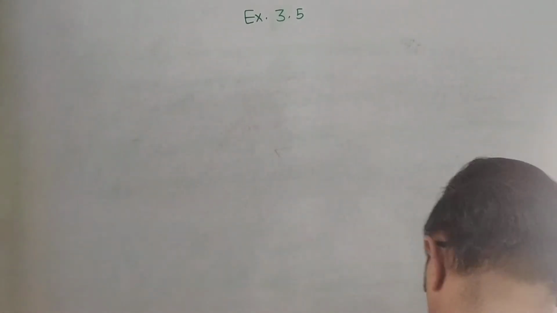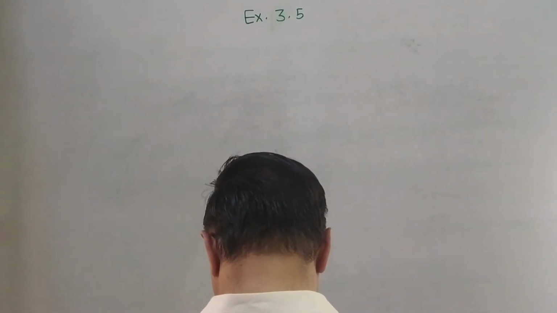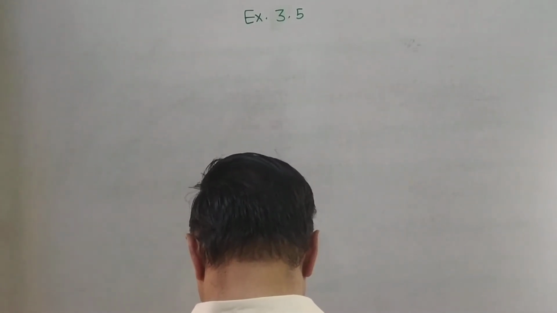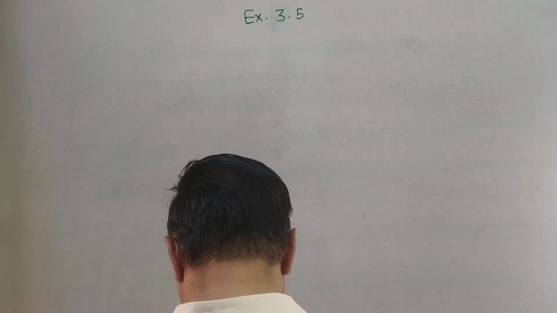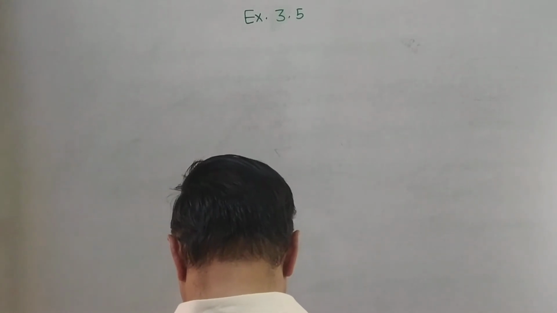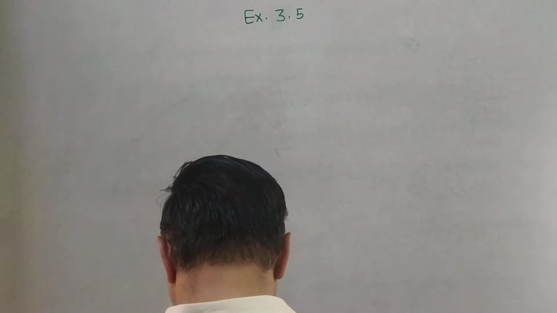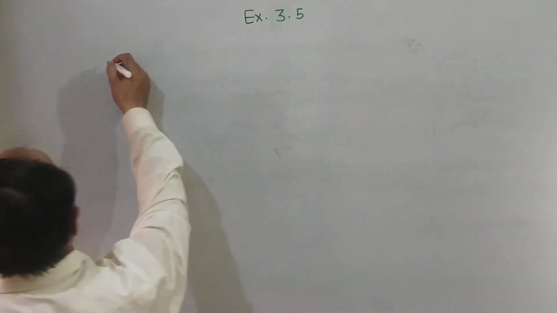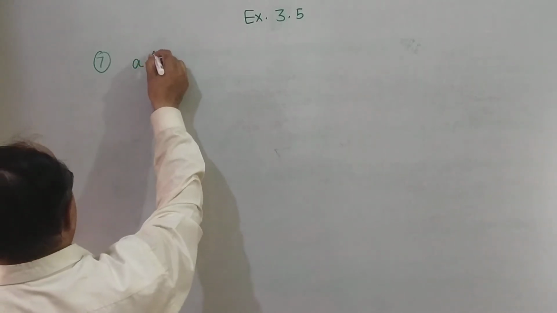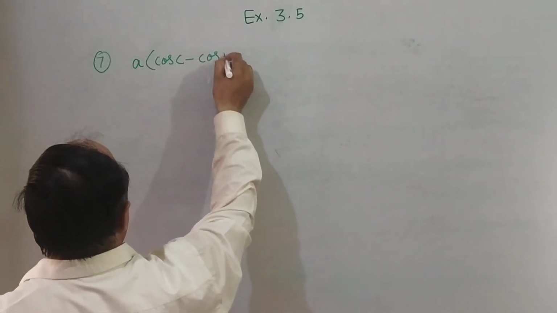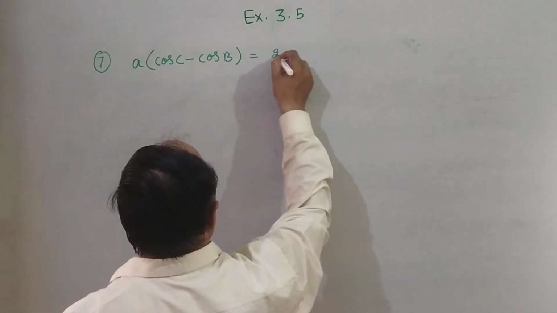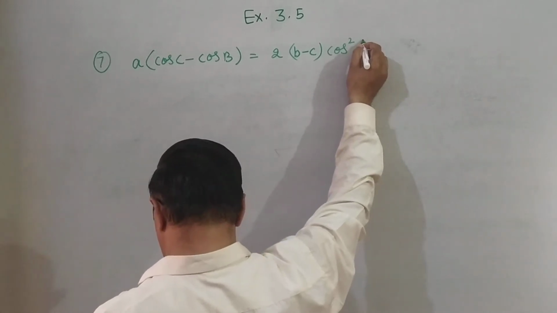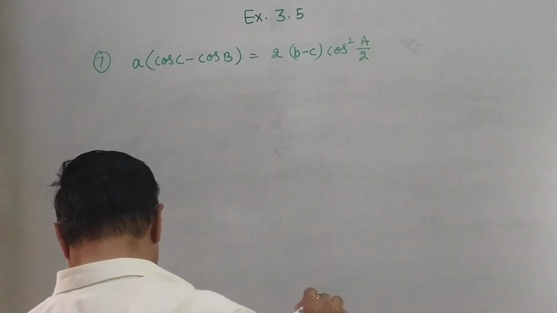Now we solve question number 7. Question number 7 is: (b minus c) by a, equal to, cos C minus cos B is equal to twice (B minus C) into cos square A by 2. This is question number 7.